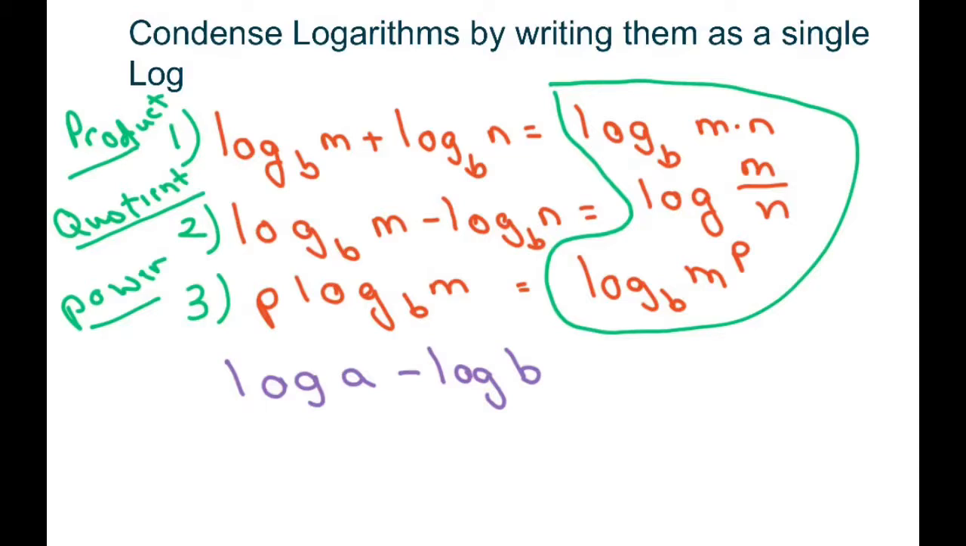So for example, the first one we have is this one. We're doing 6. And I want this as a single log. We're going to use the quotient property because of the minus sign. So this is log of a over b. Remember, if there's no base, that's considered a common log, and that would be base 10.